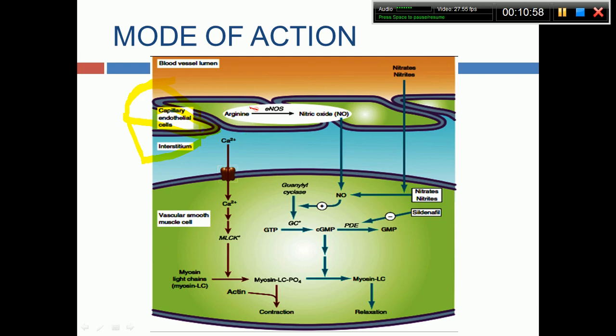So it is this is the natural process. What happens in our capillary endothelium, in the blood vessels, this is a normal reaction. Arginine is converted into nitric oxide, and nitric oxide is ultimately a relaxation factor. This is transported here, the nitric oxide.